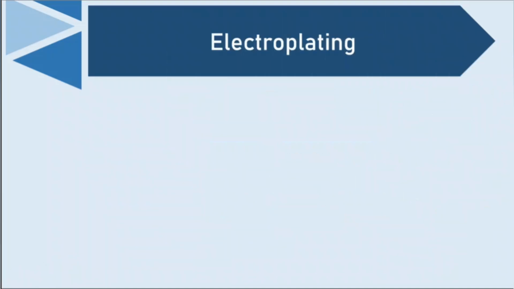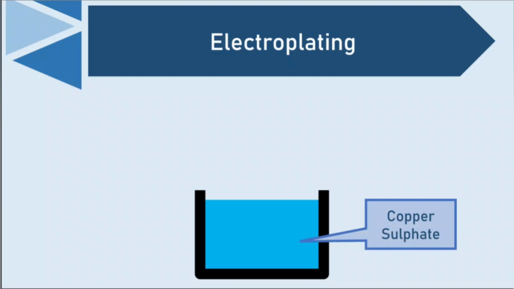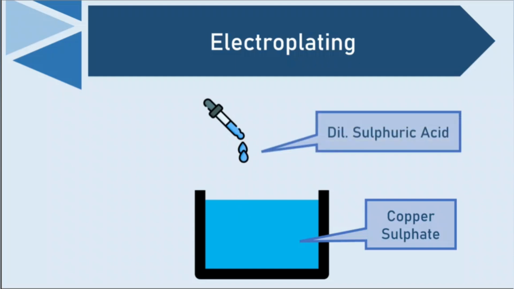Another example or application of chemical effects is electroplating. Let us take a container of copper sulfate solution. This solution is blue in color, as you can observe here. Now let's put a few drops of dilute sulfuric acid in the copper sulfate solution.